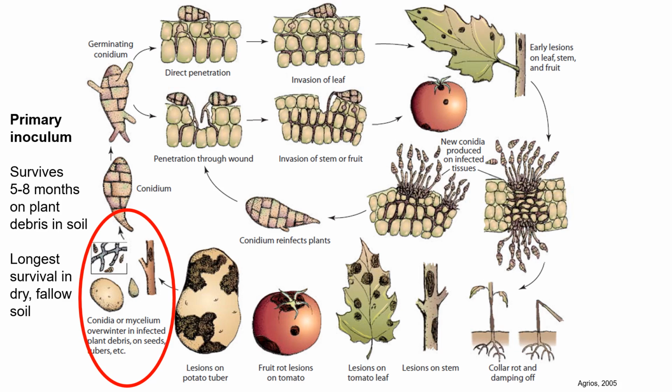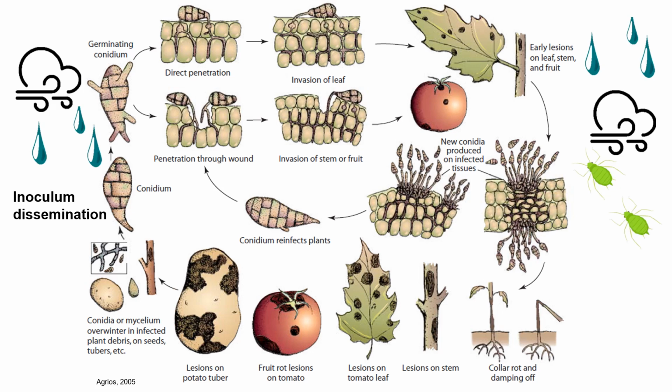The longest survival actually occurs in dry, fallow soil, because then the organic matter doesn't break down that quickly. So how is this inoculum disseminated? Well, it can be disseminated by wind, by water, and also by insects. Now, insect dissemination is not vectors as in the case of a virus. It's merely when the pathogen propagules sit on the body parts of the vectors and are transferred in that way. So it's an indirect form of inoculum dissemination.